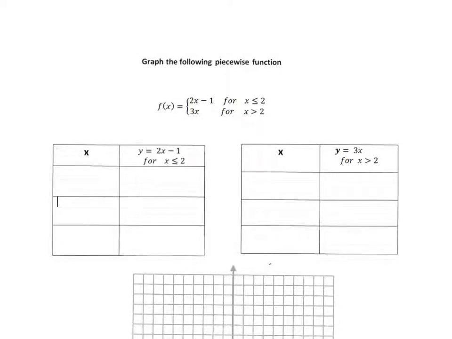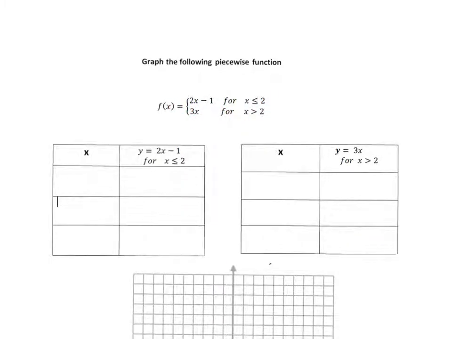So in this problem, we're asked to graph the following piecewise function. And we can see that we have two pieces in this piecewise function. The first piece is 2x minus 1 for x's less than or equal to 2. And we have the piece 3x for x's greater than 2.